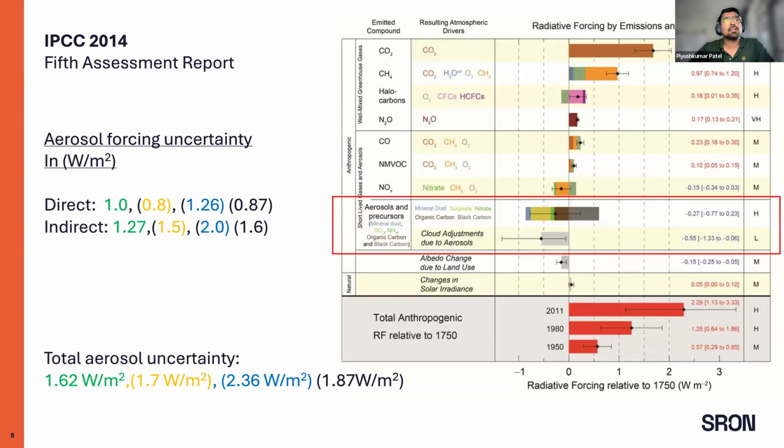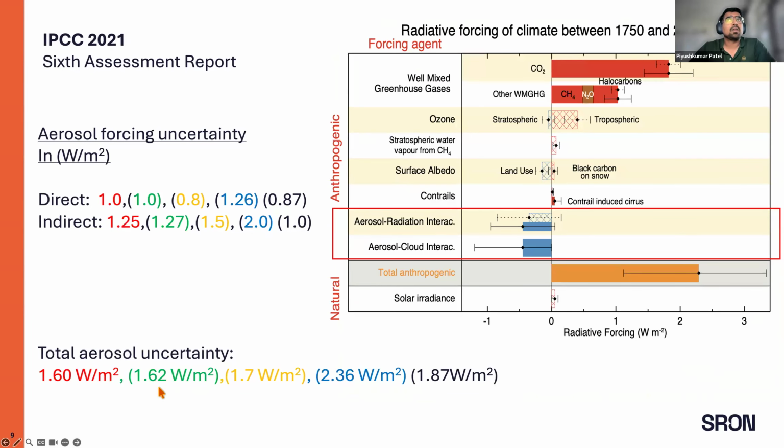Then came 2014, again with some more understanding of aerosol and cloud, and we come up with a smaller number than the previous one. And the very latest report in 2021 shows that we still have more understanding of the aerosols, how they affect the climate, and we come up with a still smaller number than the previous one.